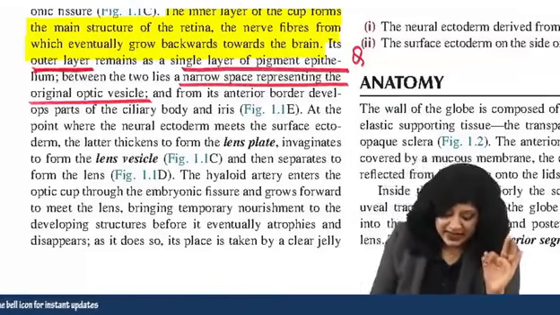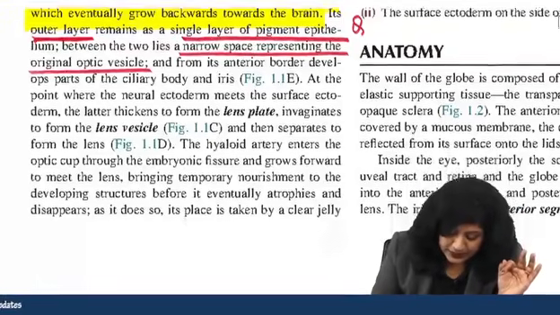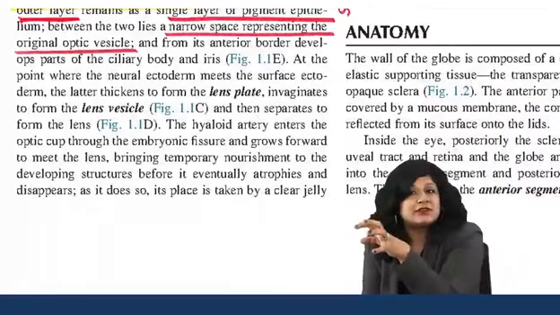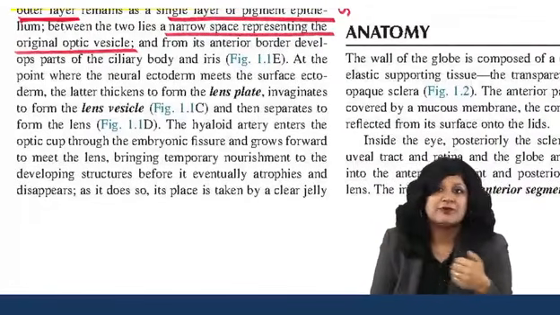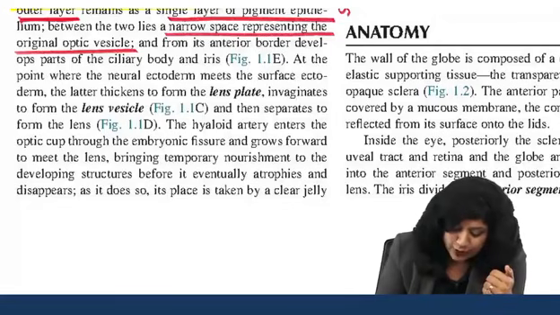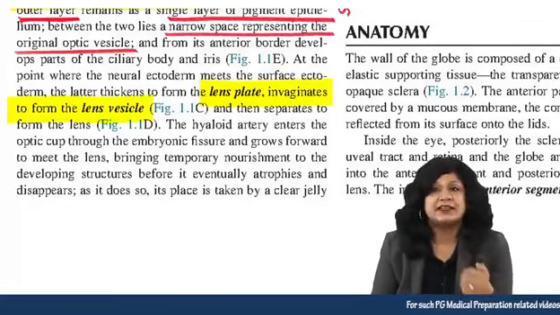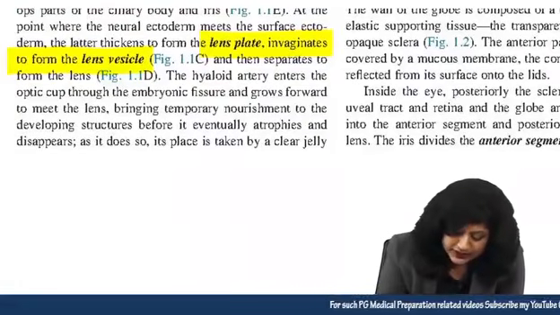And at the point where the neuroectoderm meets the surface ectoderm, the surface ectoderm was also showing the thickening. So that also I have shown you, that is in the form of the lens placode, and ultimately it is forming the lens vesicle. So what is the thing that they have told you?